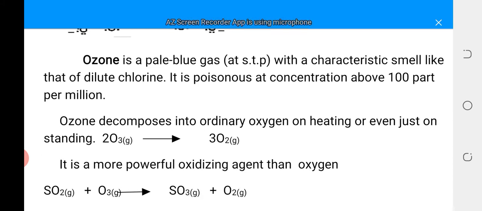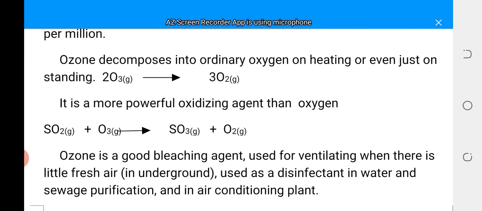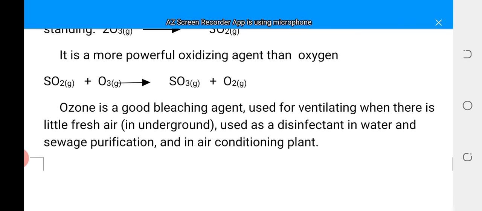It can decompose into ordinary oxygen on heating, even just on standing. It is very reactive. You cannot just put ozone down like this. If you put it down, it would get decomposed to oxygen molecules. It's a more powerful oxidizing agent than oxygen. Yes, it is more powerful when it comes to oxidizing compounds.